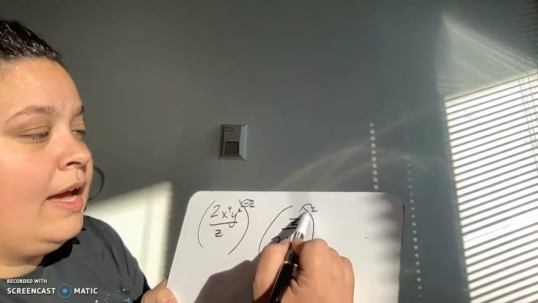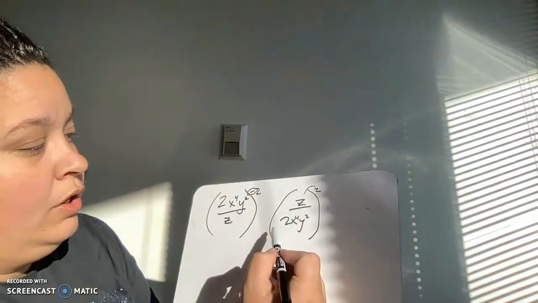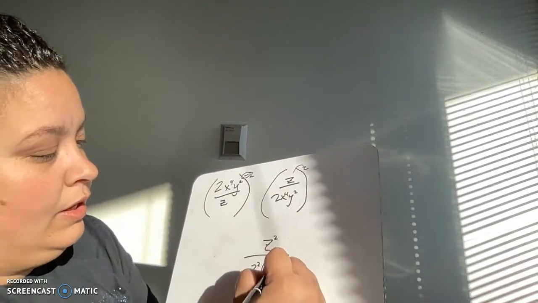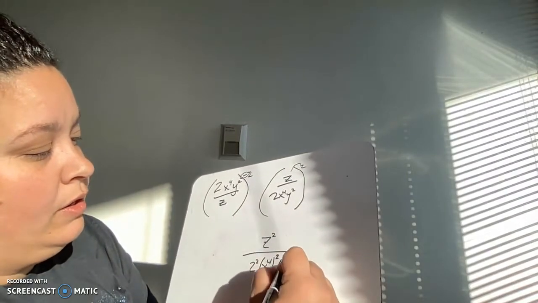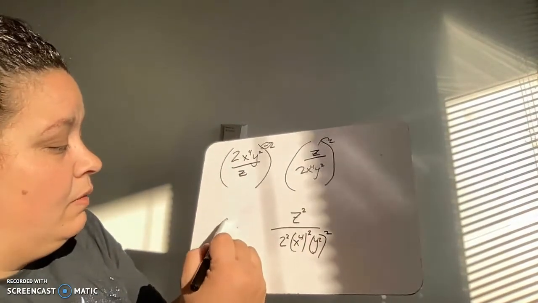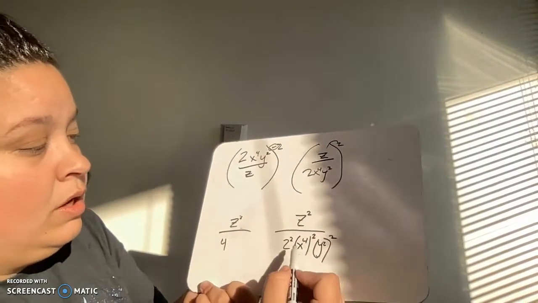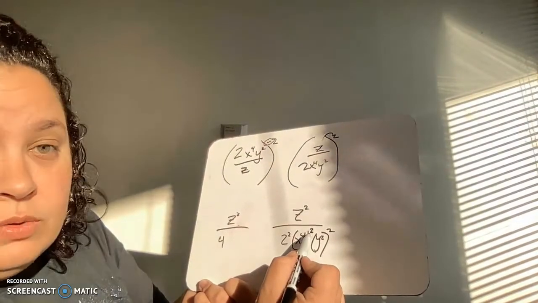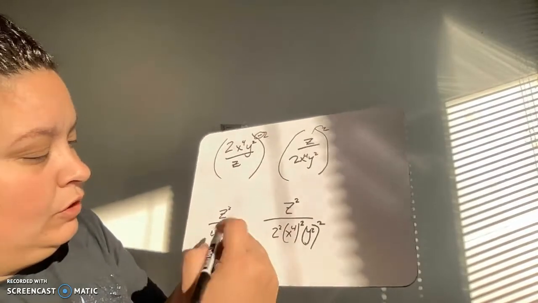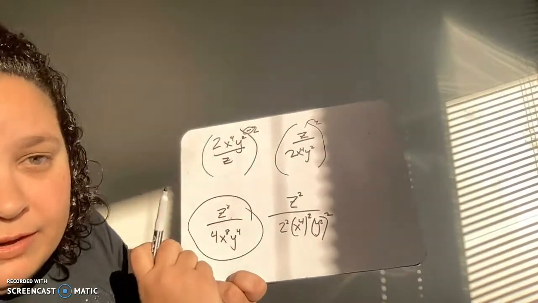Now I can distribute that 2 to everything inside. So z gets a 2, 2 gets a 2, x to the 4th gets a 2, and y squared gets a 2. Now I want to simplify that. So I can't do anything with z squared, so it stays z squared. 2 squared is 4. X to the 4th squared, that means I have 2 of those, so I'm going to have 8 x's. And then I have 2 of these, so I'm going to have 4 y's. This would be my final answer there.